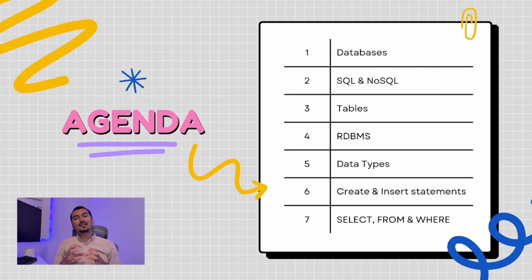We will also break down what an RDBMS is. After that, we will try to explore the different data types in SQL, like text, numbers, dates, and more. Then, we will move into the hands-on part, how to create a table and how to insert data into it. And finally, I will show you how to use the three most important SQL keywords: select, from, and where to query and filter your data.